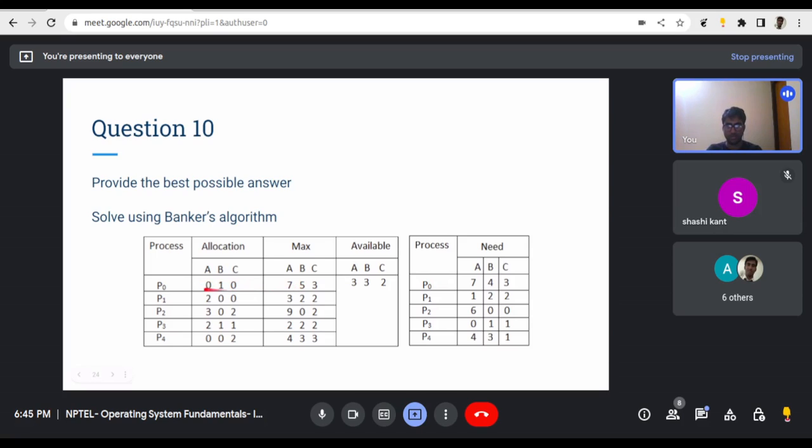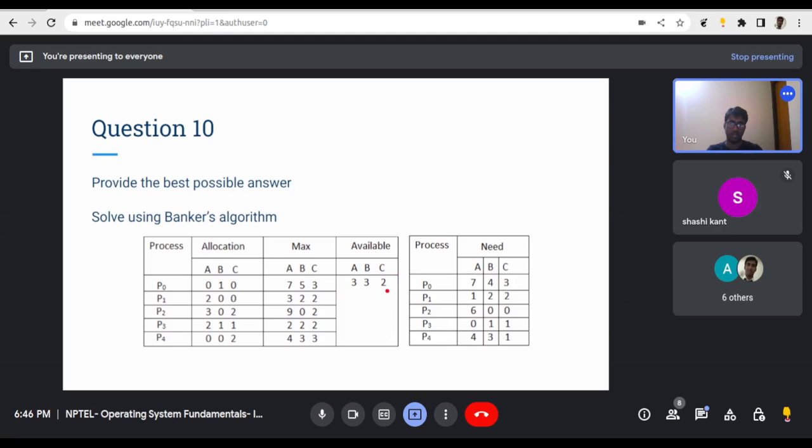So what you simply do is subtract, so it results in 743 and 122 and then 600 and then 011 and 431. Okay, but how many instances are available is 3, 3 and 2. It is not assigned to any process like P0 or something like that. It's just that for solving we have written it here, but that is the available matrix.